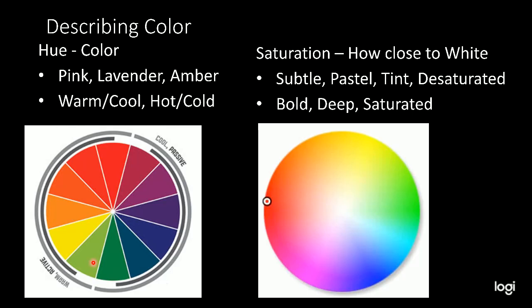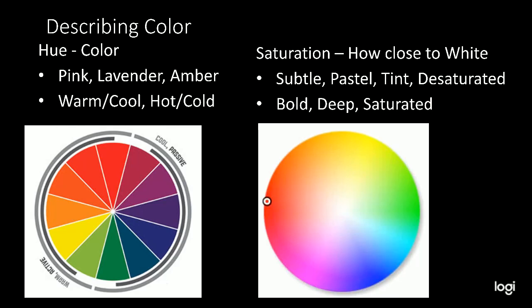Now, saturation is the second descriptor of a color, and saturation is how close the color is to white. As we move into the center of a color sphere, we move towards where all of the light is converging together to create a white light. And as we approach the center, colors get more subtle. They're described as a pastel or a tint or desaturated. As we move to the outside edges of our color sphere, colors become more bold or deep or saturated.